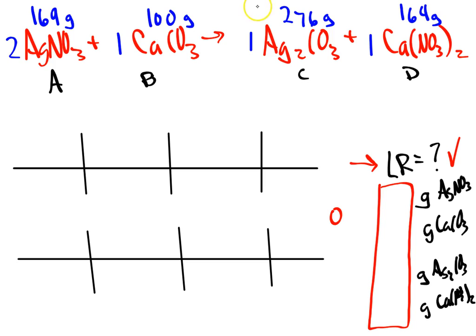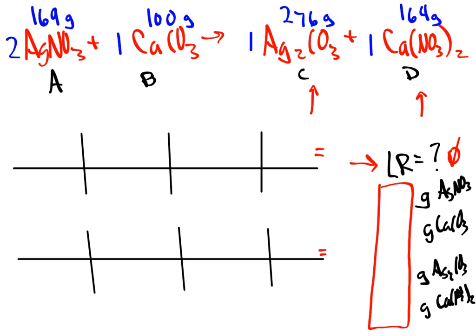Okay, now, some of you might wonder, well, which one of these do I solve for? The answer is it doesn't matter. You have to solve for both. But when we do the limiting reactant, we're going to solve for the same one twice, correct? Yes. So here we go.